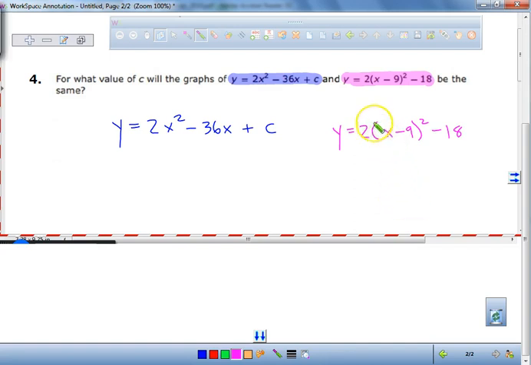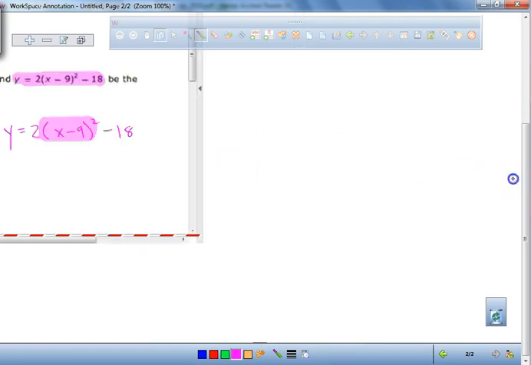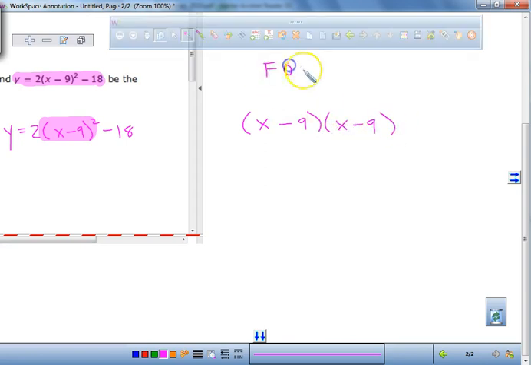Yesterday, we did something together as a class called the FOIL method. So right here, what I'd like you guys to do is just over here to the side, attempt to multiply x minus 9 times x minus 9 using the FOIL method. That's what I want you to try to do.